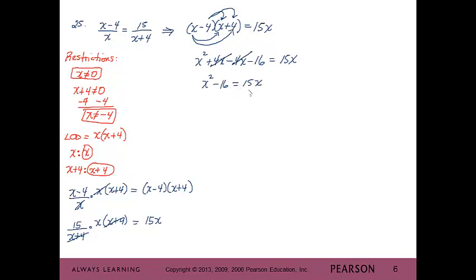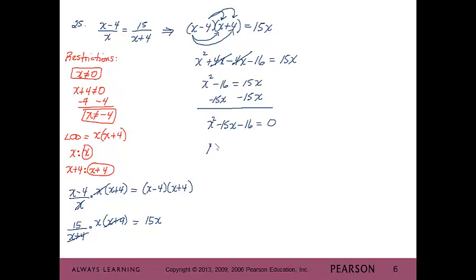These cancel. And since we have an x squared term, we need to get everything on the same side as our squared term. So subtract 15x on both sides, and we'll end up with x squared minus 15x minus 16 equals 0. So now we're still solving for x, which means now we have to factor.